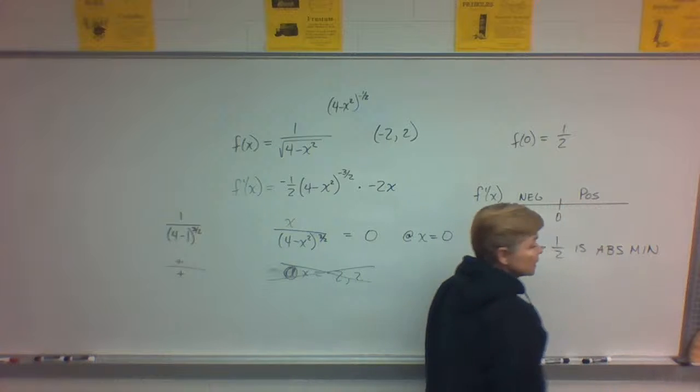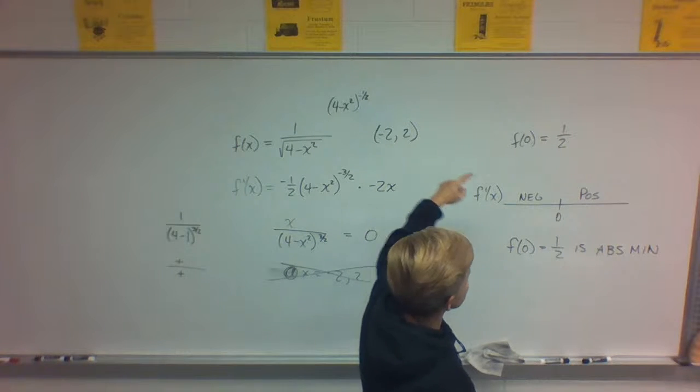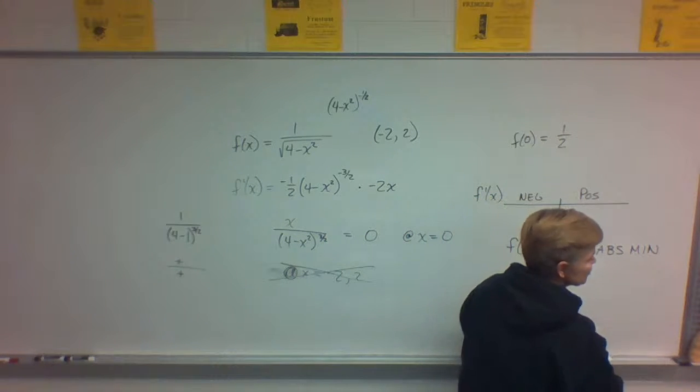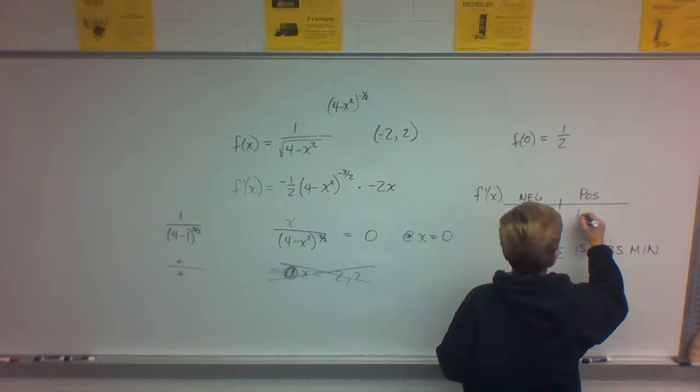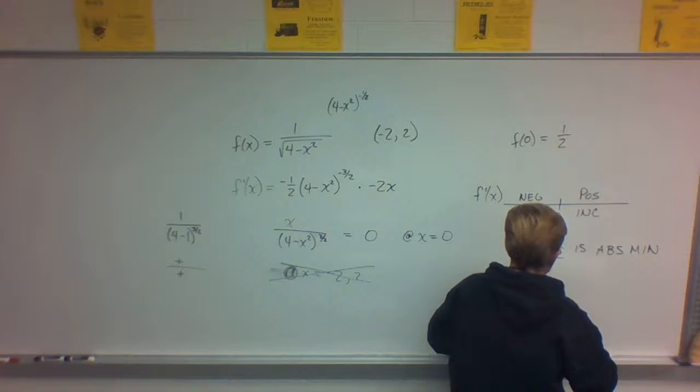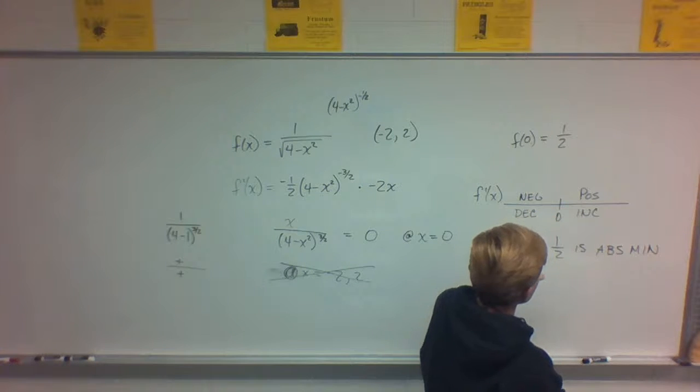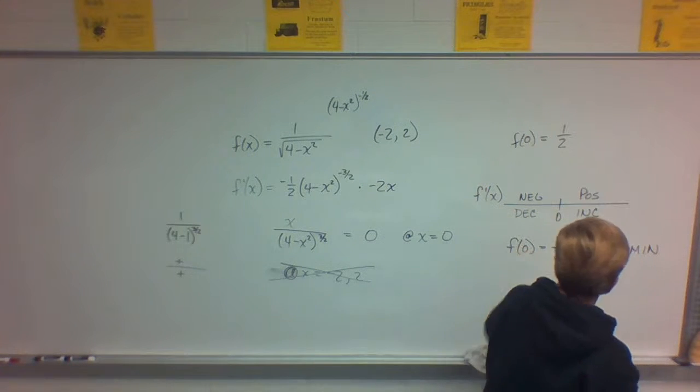In other words, folks, this is the actual interpretation. When the slope is negative, it's decreasing. When the slope is positive, it's increasing. Which means if it's coming down until it gets to 0 and right there it begins to increase, it had to come down and go up, that's a minimum.